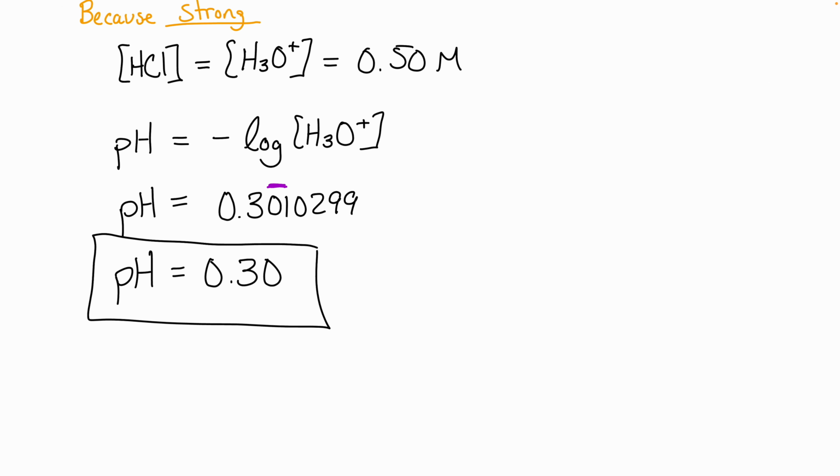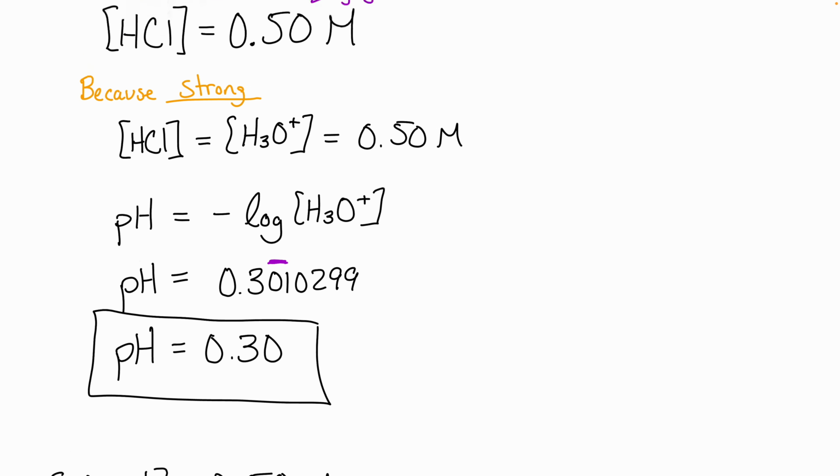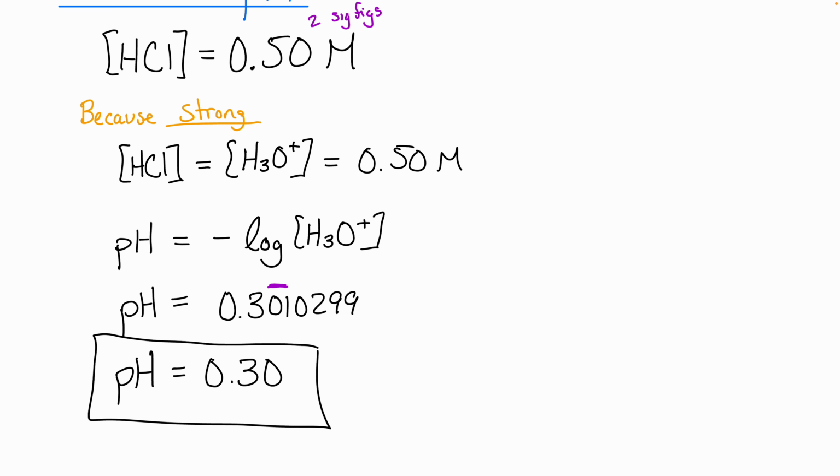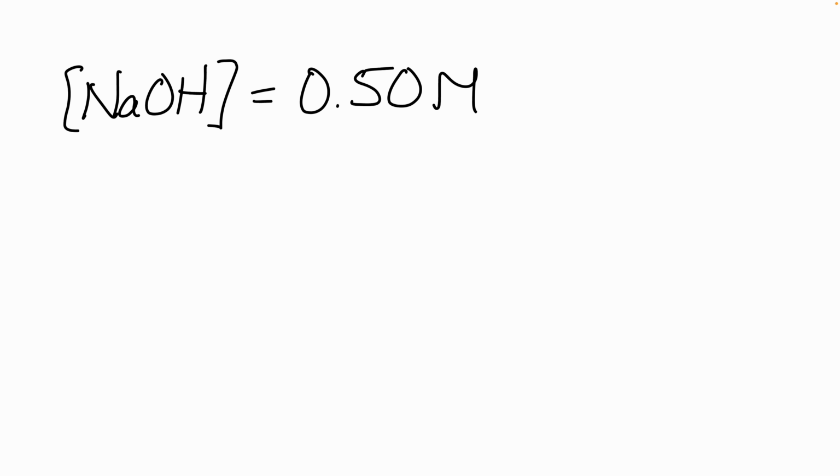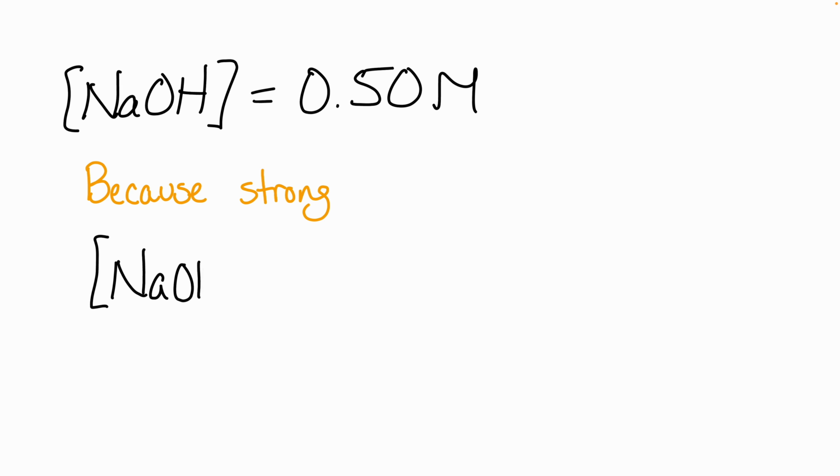Okay, so again, the key part here is that hydrochloric acid is a strong acid. So just by knowing the concentration that I had initially, I know my concentration of hydronium in solution. And we get to say a similar thing for sodium hydroxide. This is also strong. And because it's strong, I get to say that my concentration of NaOH is equal to the concentration now not of hydronium, but of hydroxide, the other one.